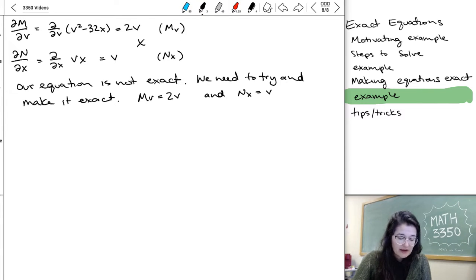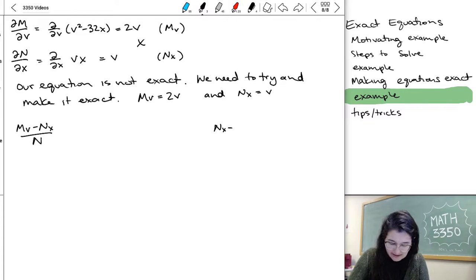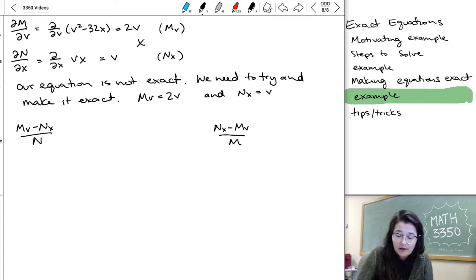The two different things we can calculate to try and make this work are going to be m sub v minus n sub x over n, and n sub x minus n sub v over m. And you can't know ahead of time which one's going to work out.